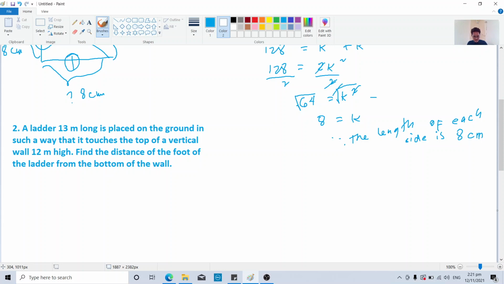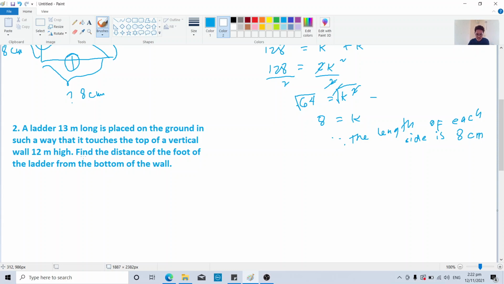For example number 2, a ladder 13 meters long is placed on the ground in such a way that it touches the top of a vertical wall 12 meters high. Find the distance of the foot of the ladder from the bottom of the wall.